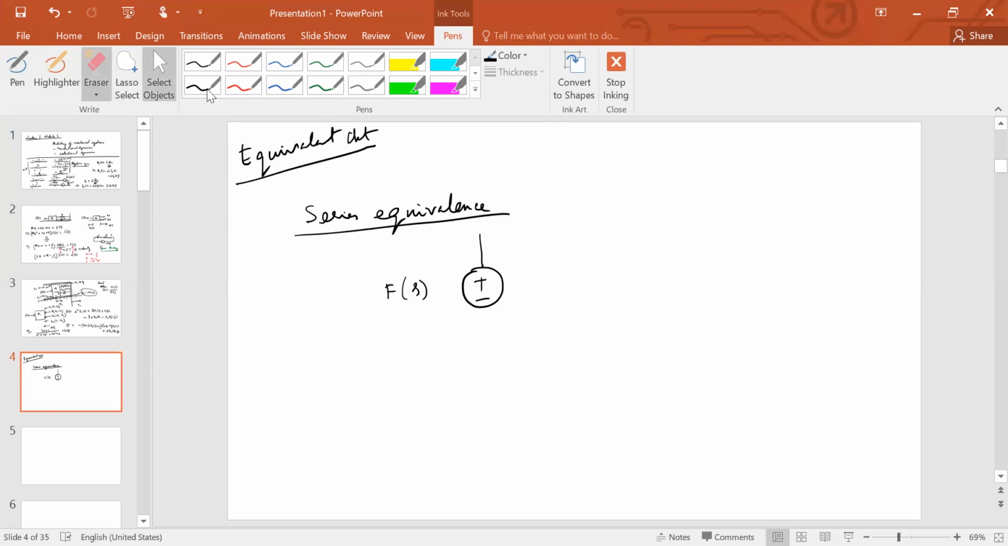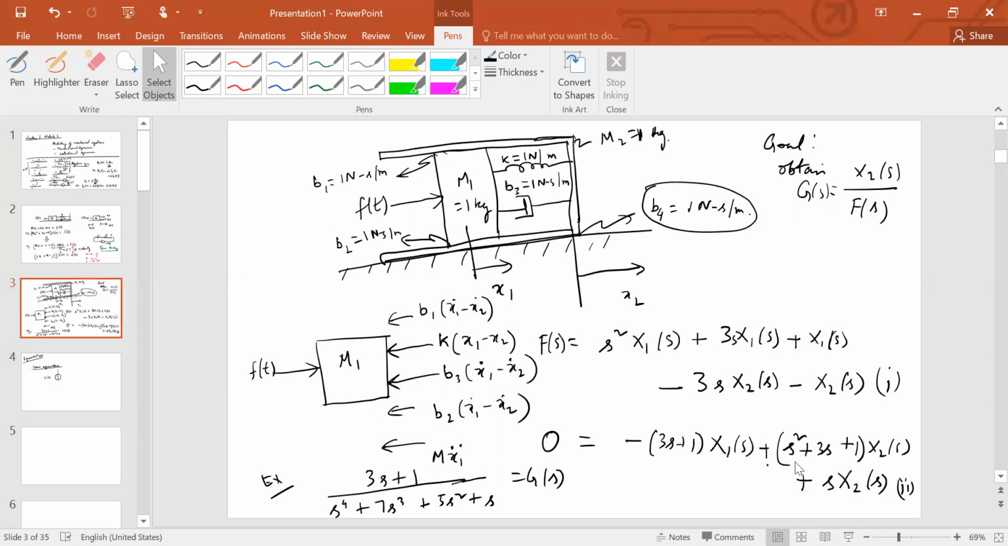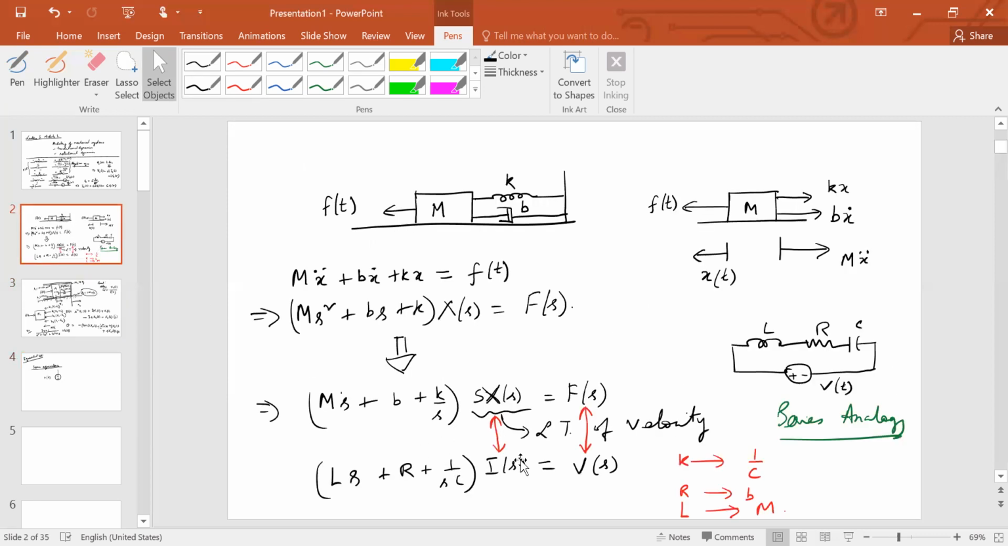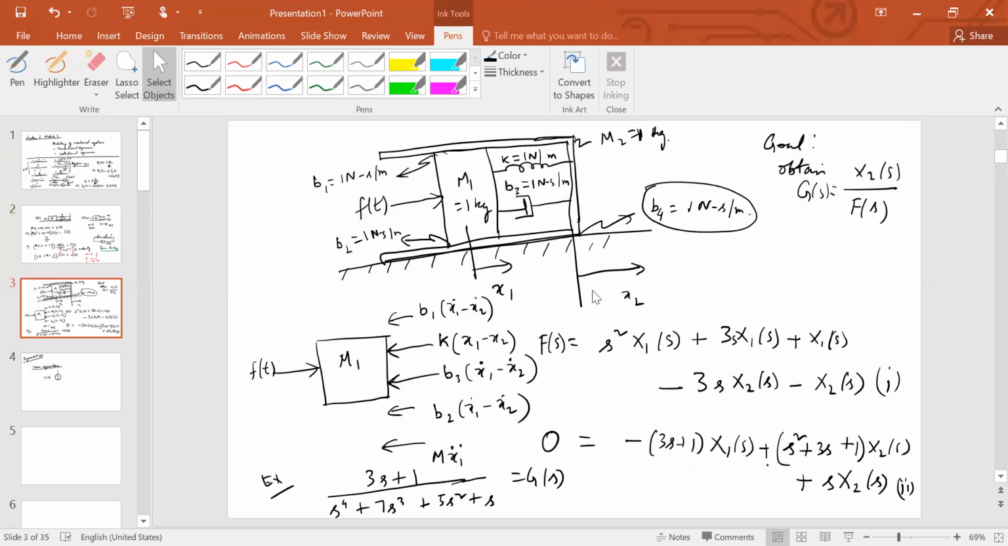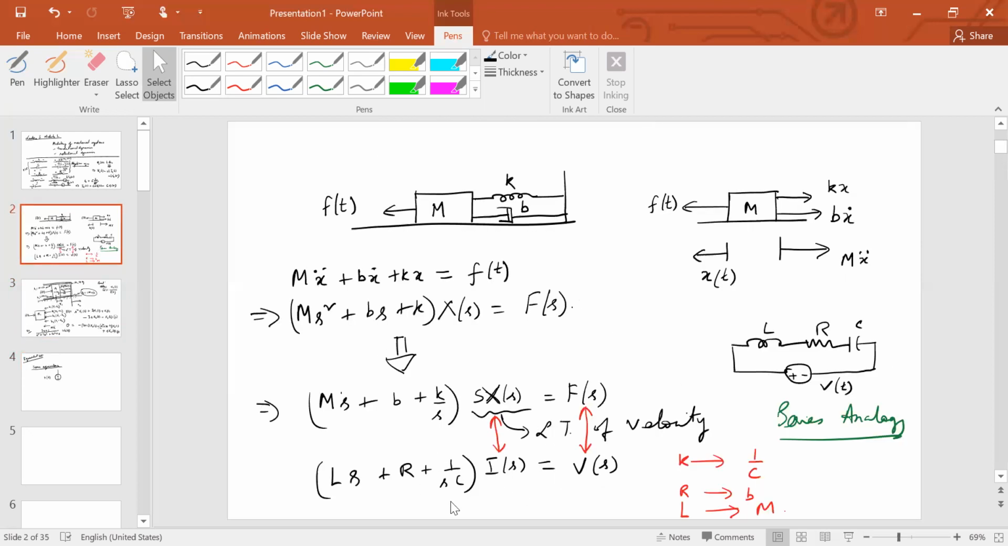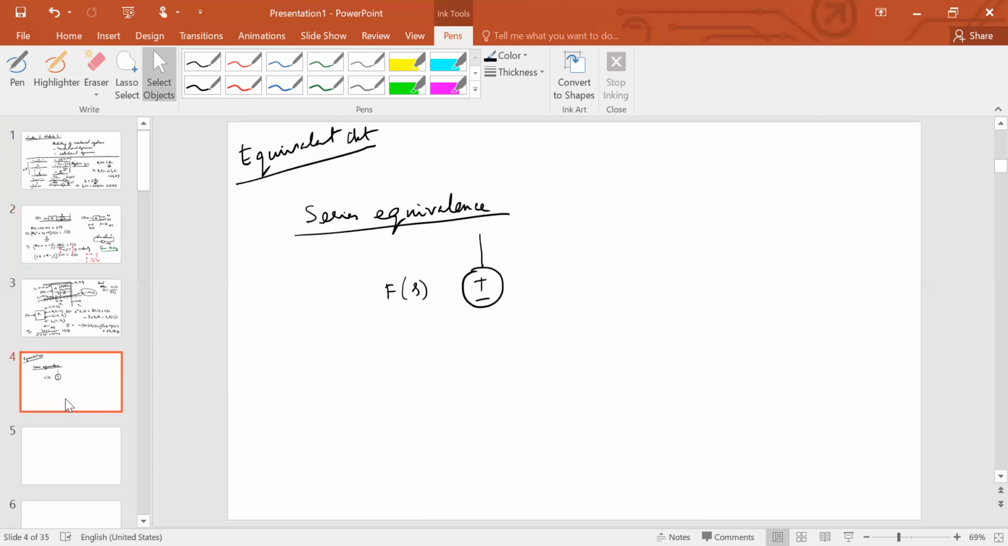So what is common to the two loops? If I'm applying KVL, what is common to the two loops? The common part is 3s plus 1. So what does 3s plus 1 manifest itself as? Remember, once we have taken the velocity, here we are considering the positions. So if you're considering the velocity, then in the 3s plus 1 term, the 3s will correspond to the resistance and the 1 will correspond to the capacitance.